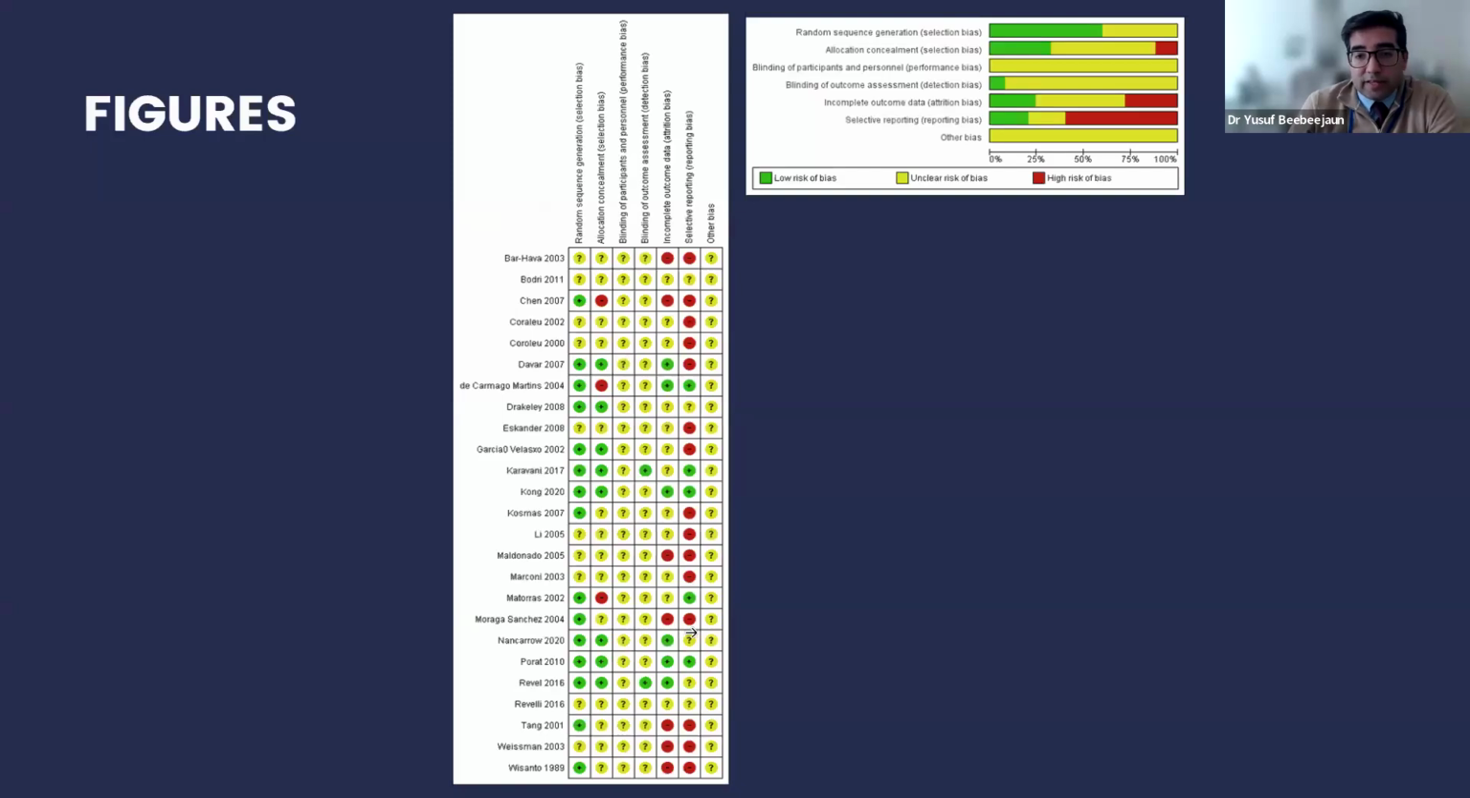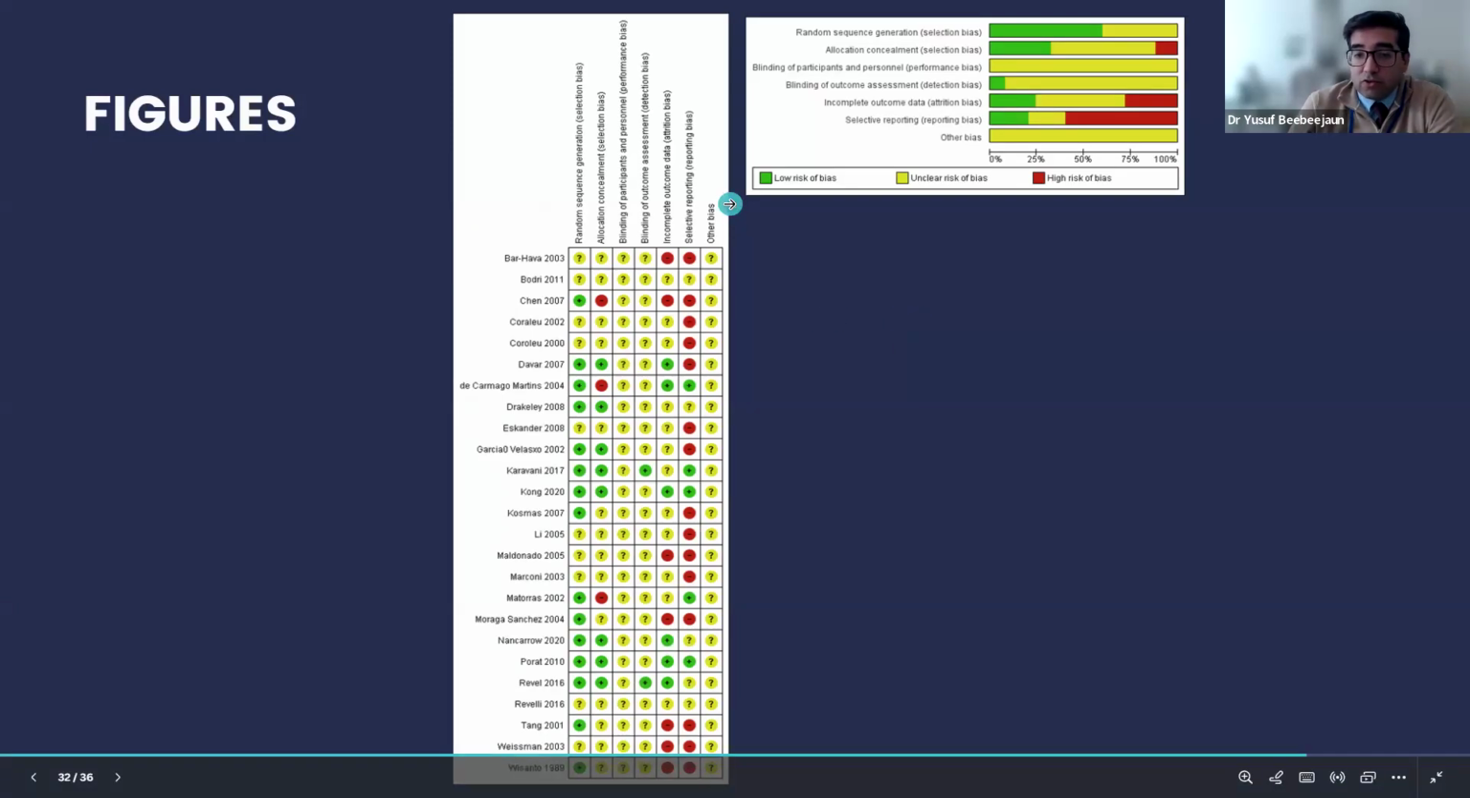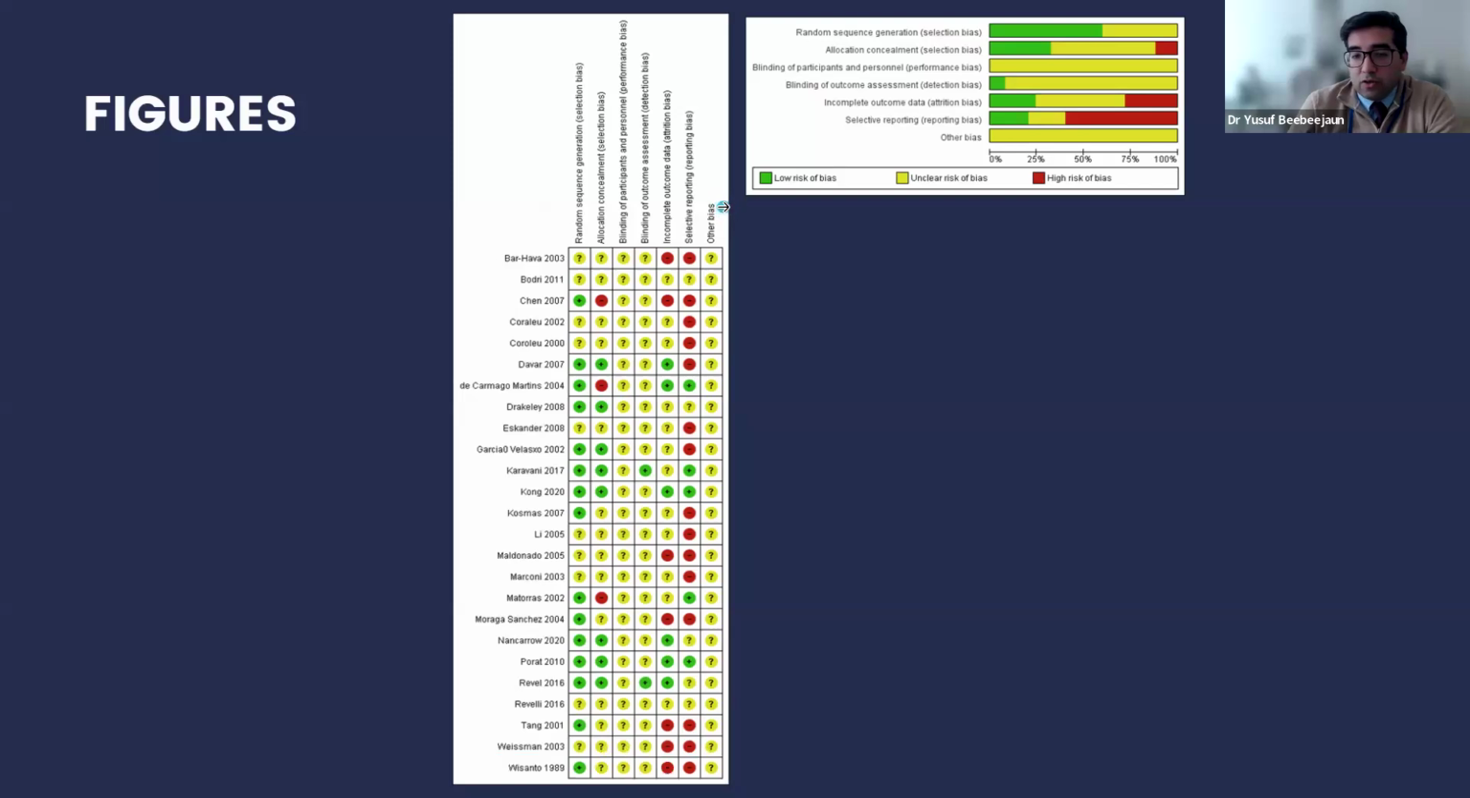And this is what your bias assessment would look like. Anything in green is good. Anything in yellow is not sure. Red is bad. This is a GRADE analysis, so it looks at different forms of bias. So you've got five domains, essentially, is what we call it. It looks at whether there was blinding, whether the sequencing was random, whether it was concealed, and you do that through RevMan as well.